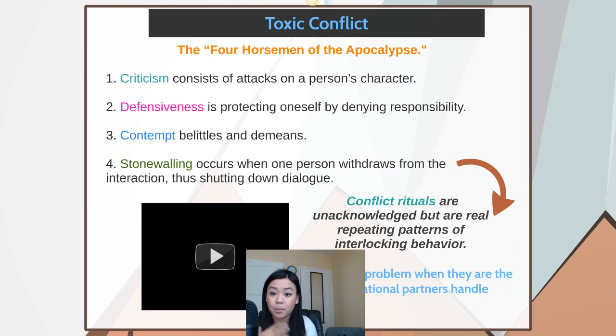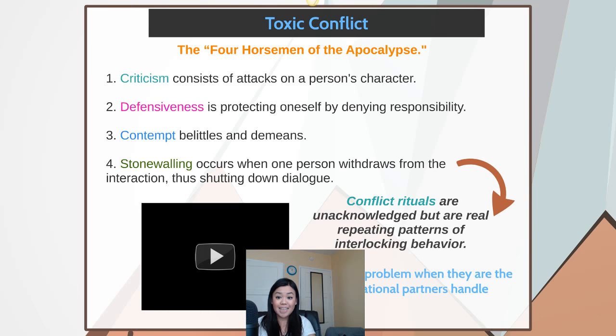This is when you attack the person's character. You say things like, you're selfish, or you're lazy. Why don't you just do more work, or go to school, or help me with the kids, or whatever the case may be, those kinds of comments. Defensiveness is protecting yourself by denying responsibility. This is when you decide, you know what, it's not my fault, it's your fault because XYZ, right? So you deflect that responsibility onto the other person, and you decide to not take any responsibility for the conflict or the situation at hand.